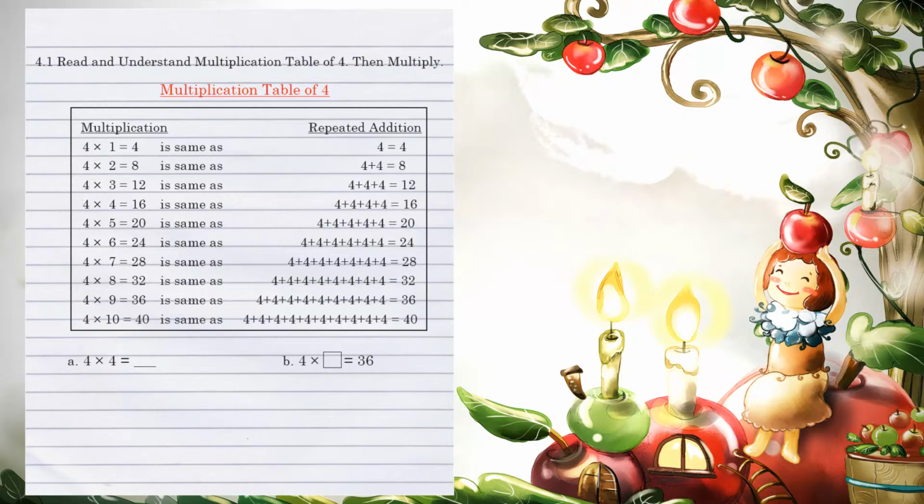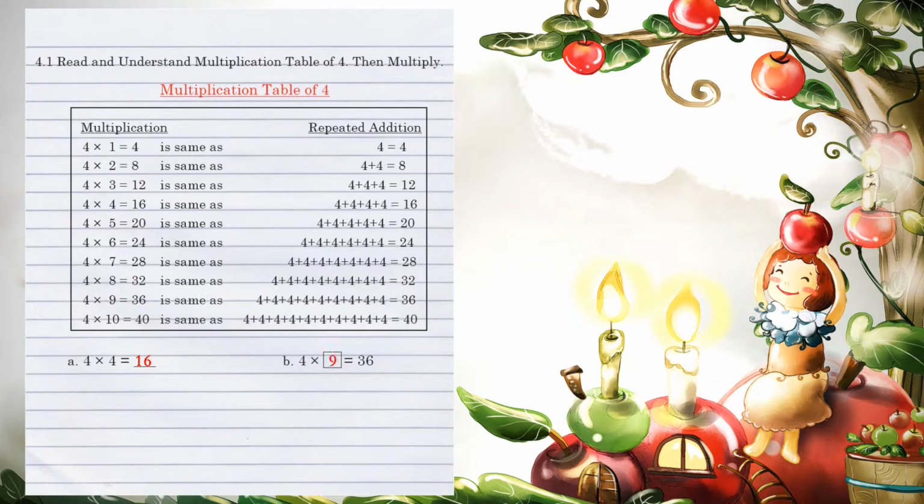4 times 4. If I have 4 groups of 4, whether you need to add together the 4 groups or just use your table, my answer is going to be 16. Example B. 4 times what number equals 36? How many times would I have to add 4's together in order to reach 36? You can use your table to help you, but you eventually see that you have to add them together 9 times.